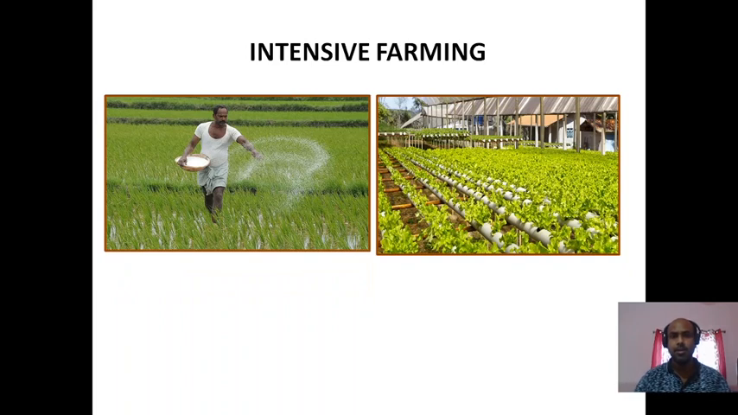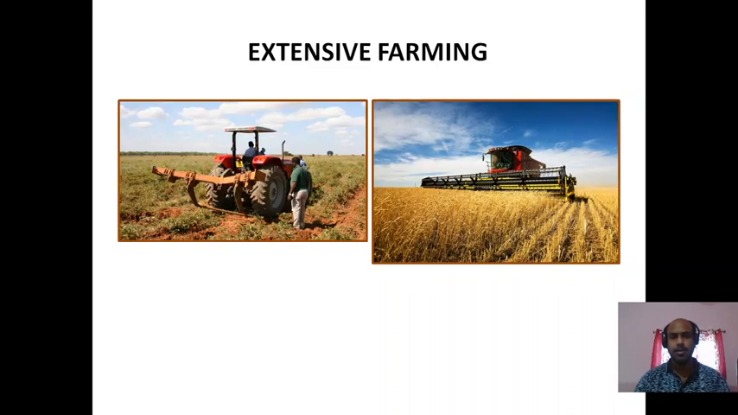Next one is intensive farming. In this kind of farming, the farmer plants the crop in a small plot of land and he uses modern techniques and equipment within that small plot of land. Next one is extensive farming. In extensive farming, the farmer does agriculture over a large plot of land, and he uses modern machineries, like he uses a tractor for tilling the land before planting the crop, and he uses a harvester to cut the crops. In India, mainly wheat is produced by means of extensive farming.